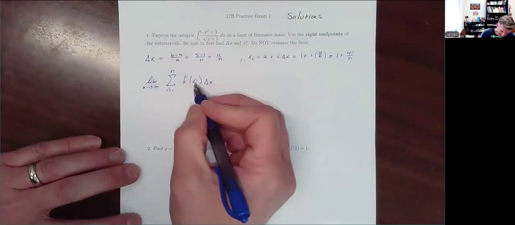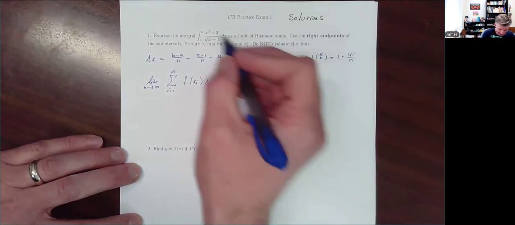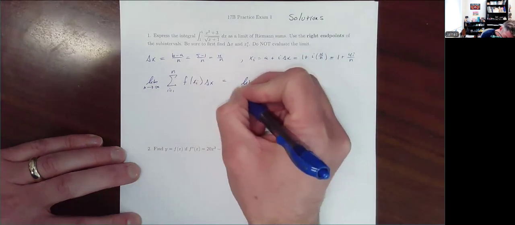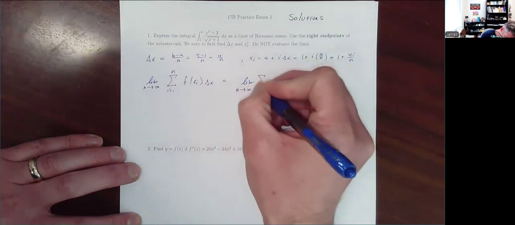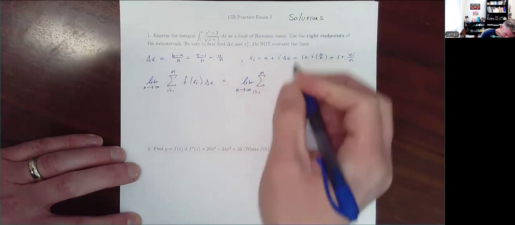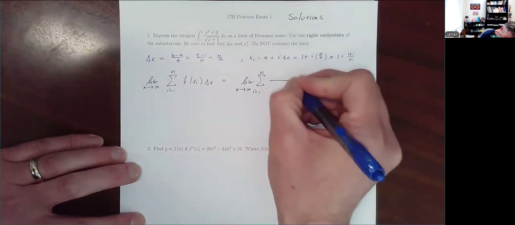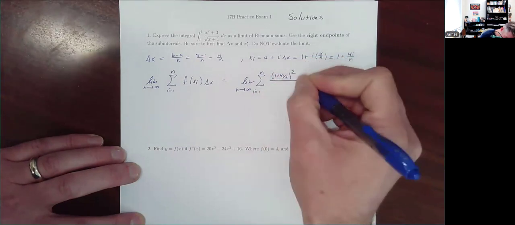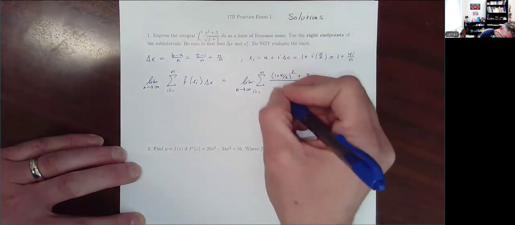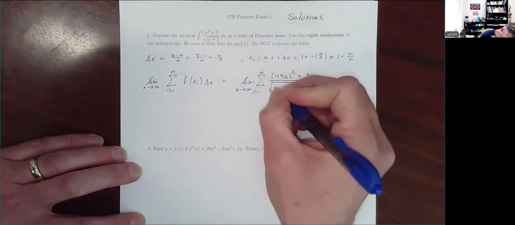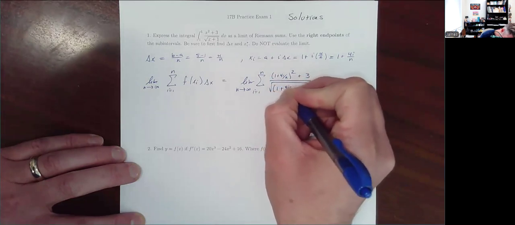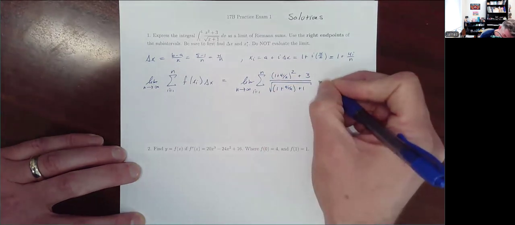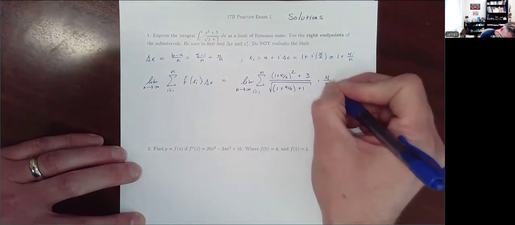So we're going to take our x sub i, which is 1 plus 4i over n, and we're going to sub it in for every x in our integral here. So this is going to be the limit as n goes to infinity of the sum from i equals 1 to n of ((1 plus 4i over n) squared plus 3) all over the square root of (1 plus 4i over n plus 1), times delta x, which is going to be our 4 over n.